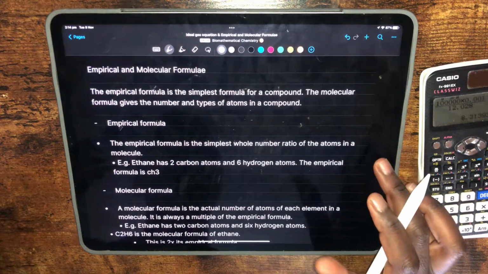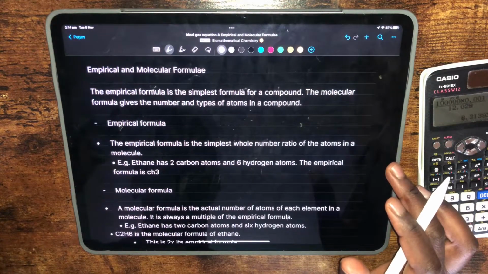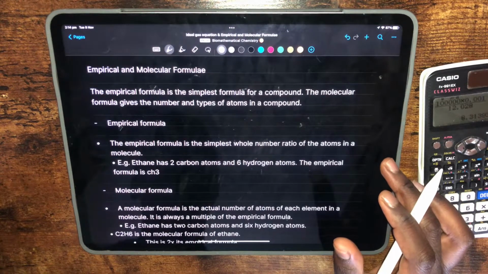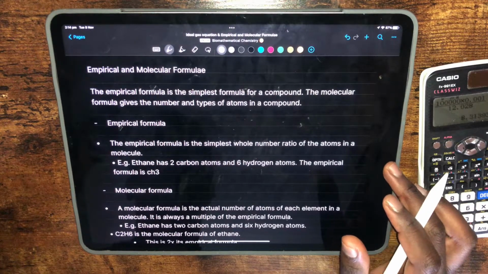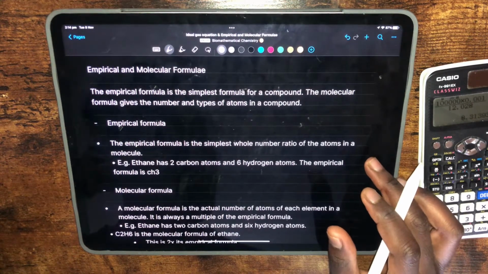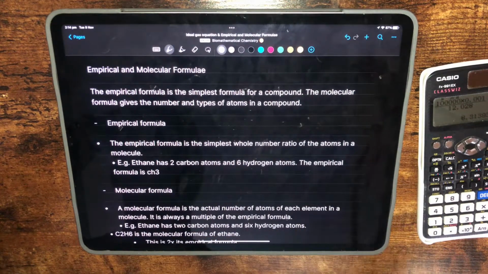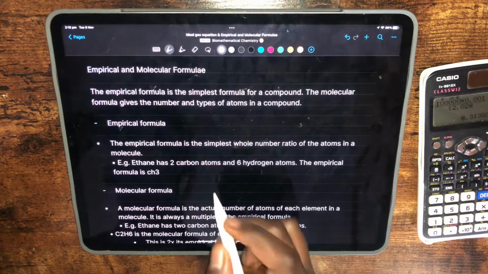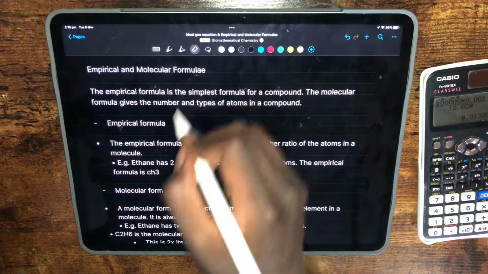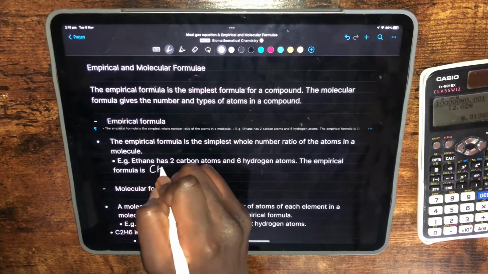The empirical formula is the simplest formula of a compound, which you should know from GCSE. The molecular formula gives the number and types of atoms in a compound. The empirical formula is the simplest whole number ratio of atoms in a molecule. For example, the molecular formula for ethane has 2 carbon atoms and 6 hydrogen atoms, and therefore that's 2 to 6. So the empirical formula, if it's the simplest ratio, would be CH3, right? CH3 here. I should probably put that in capitals, really. CH3.